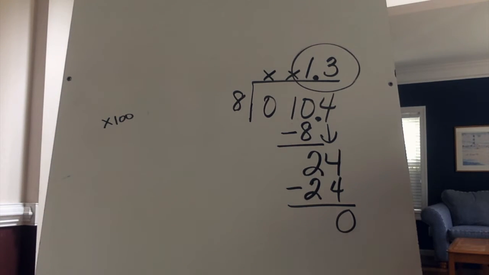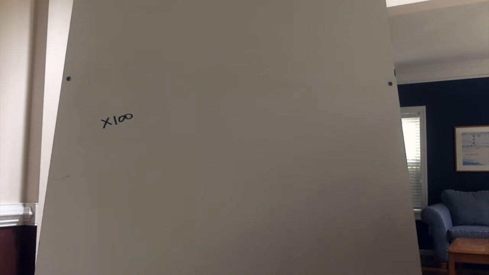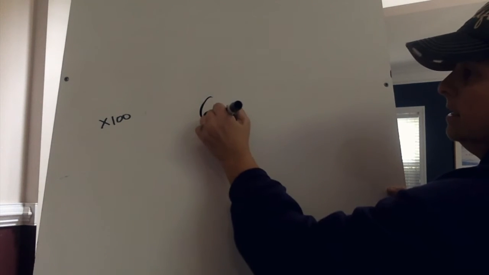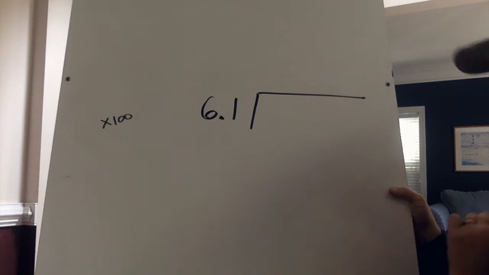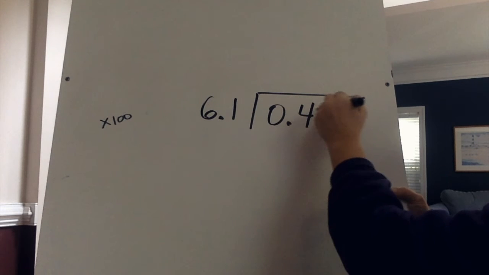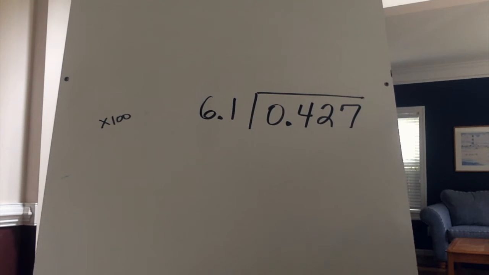Okay? All right, let's do another one. Let's try this one. 6 1/10 into 427 thousandths. So in general, it's just like a regular division problem. We just have to figure out where these places of these decimals are.